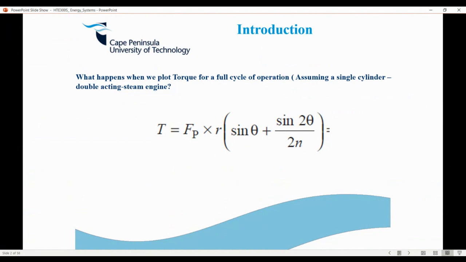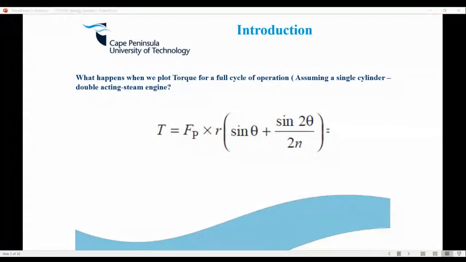Okay, do you guys remember this formula? FP times R times sine theta plus sine 2 theta over 2n. You should know this formula very well. For sure, it's going to come in your test and exam. That is your effective turning moment. Remember that torque formula? The purpose of the previous chapter was just to use this formula. Do you remember this formula by heart already?